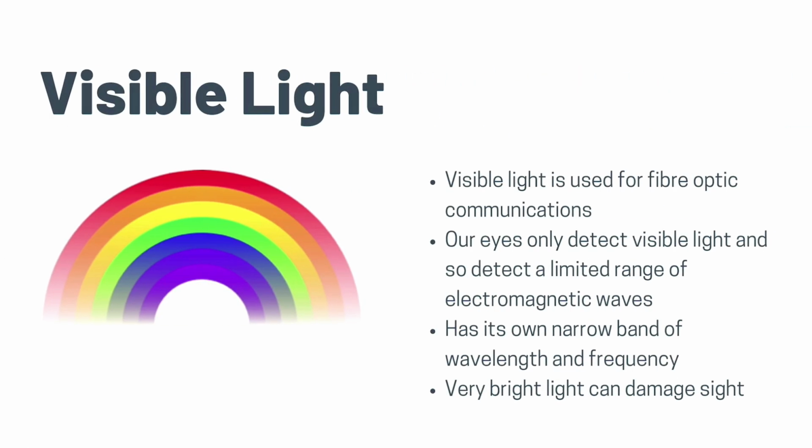Visible light is used for fibre optic communications and for humans to be able to see, because our eyes only detect visible light. So we only detect a tiny limited range of the electromagnetic spectrum. It's a narrow band of wavelength and frequency. Now, very bright light can damage the sight, and that's why we ask you never to look directly at the sun, because it is a very bright light.